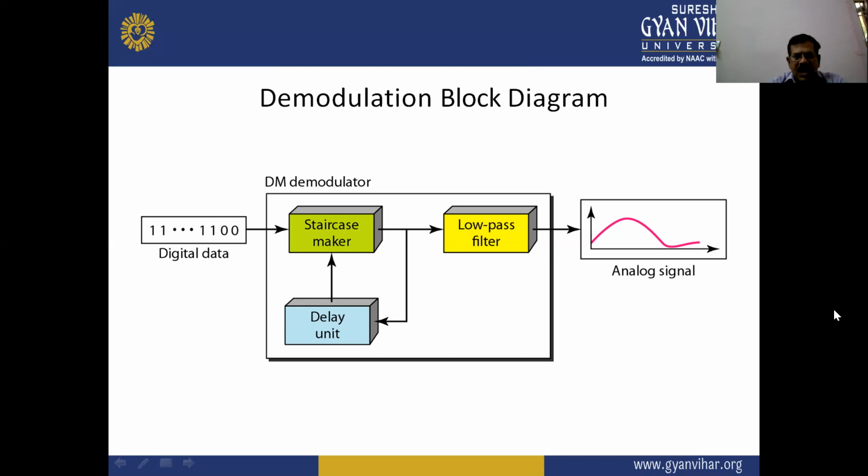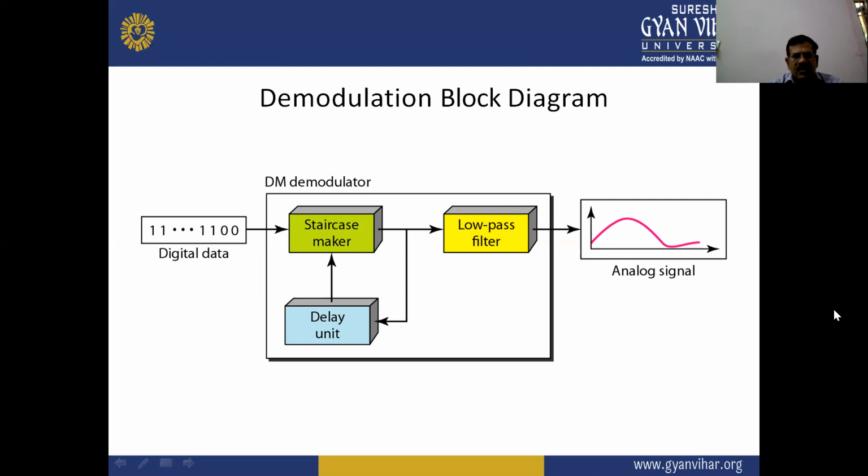After the staircase marker, the output of this network is applied to the low pass filter, and the low pass filter passes the low frequency signal and stops the high frequency signal, and this signal is converted into the analog signal. So this is the demodulation process in the delta modulation system, because in the delta modulation system we change the analog signal into a digital signal. That is the modulation technique.